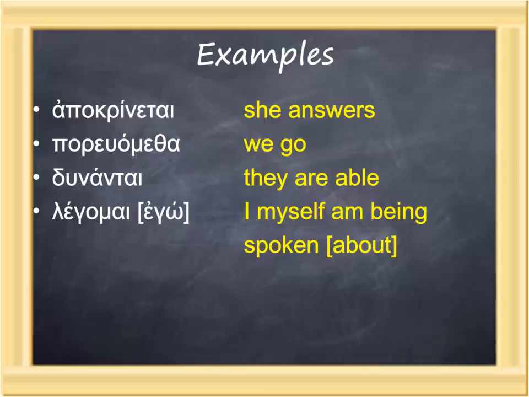Legomai. The mai ending is passive. The dictionary form is lego. So this is a passive form. I myself am being spoken about. And if you recall that funny video about Koine Greek I showed you previously, this is the legomai ego that they mock in that video.